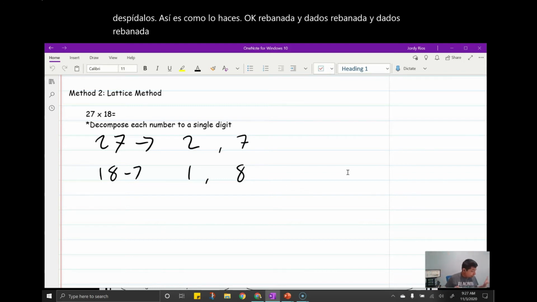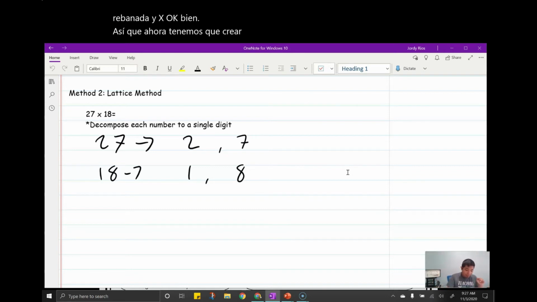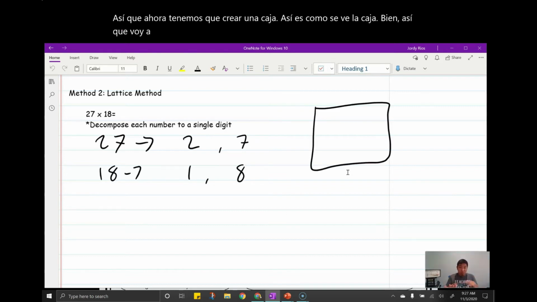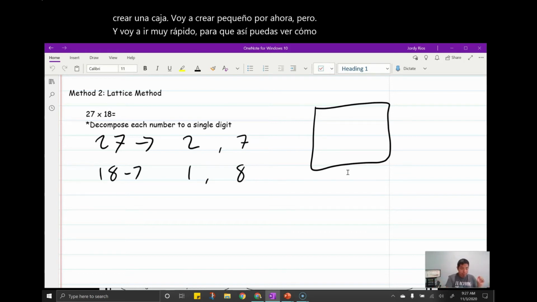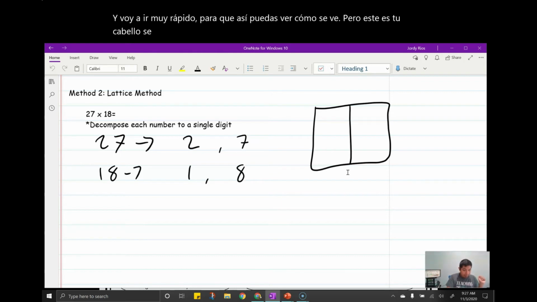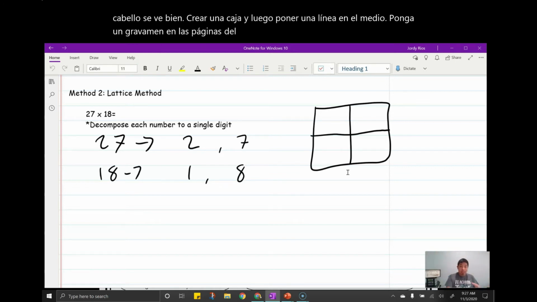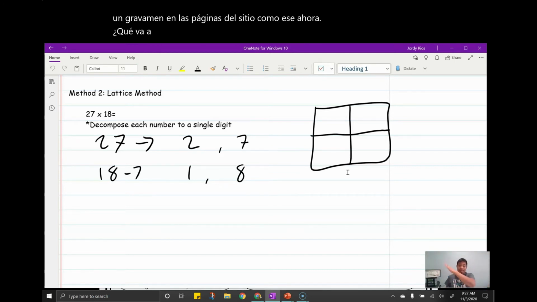Alright, so now we gotta create a box. This is what the box looks like. I'm gonna create it small for right now, and I'm gonna go really fast so that way you can see what it looks like. Create a box, and then put a line in the middle, put a line on the sides, just like that. Now, on each box, you're gonna create a diagonal line just like this, okay?